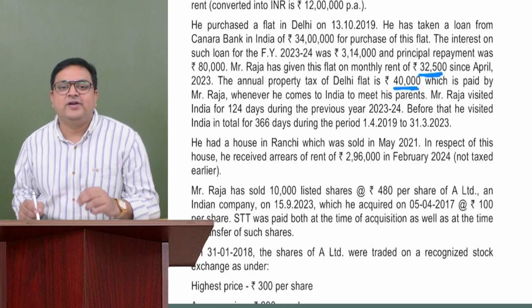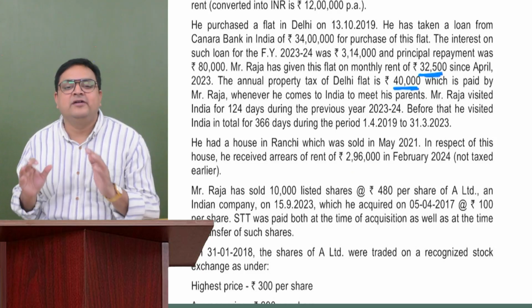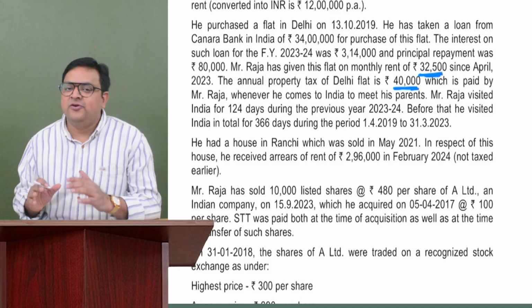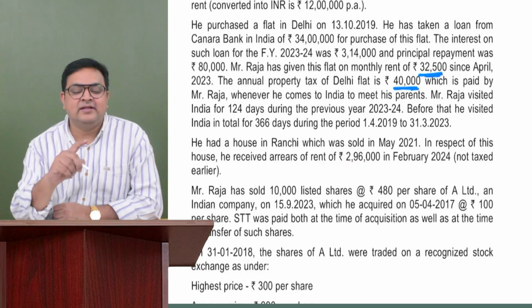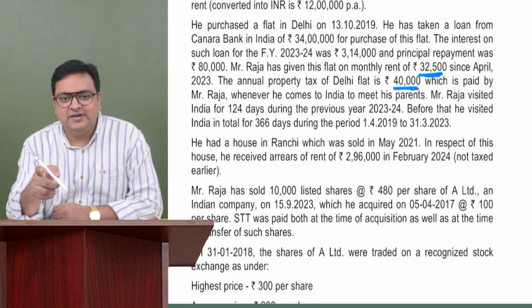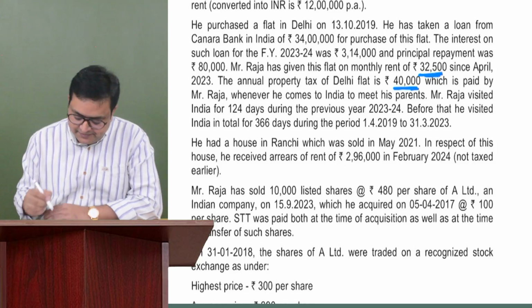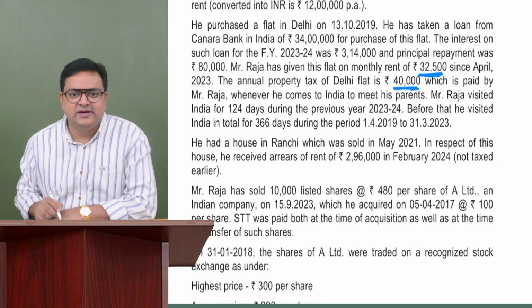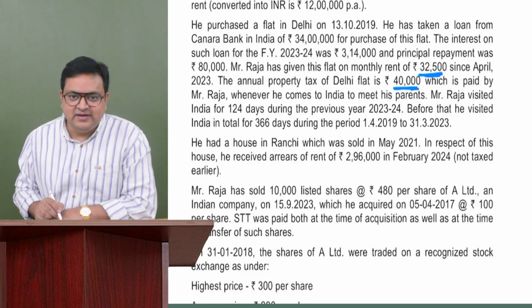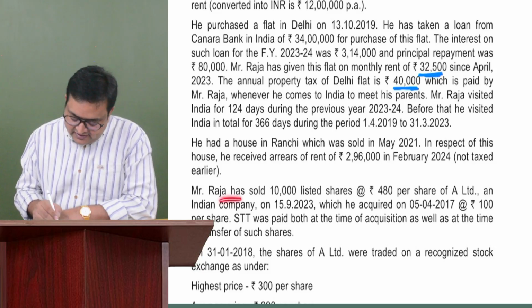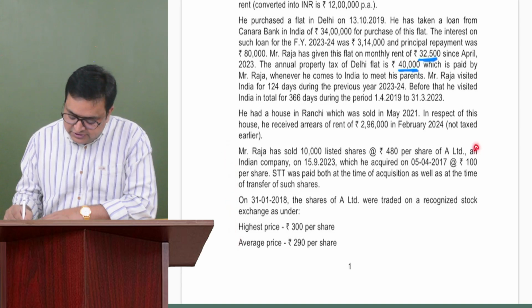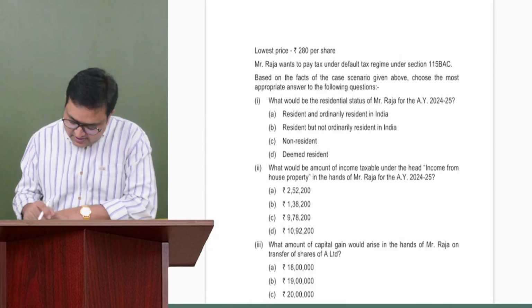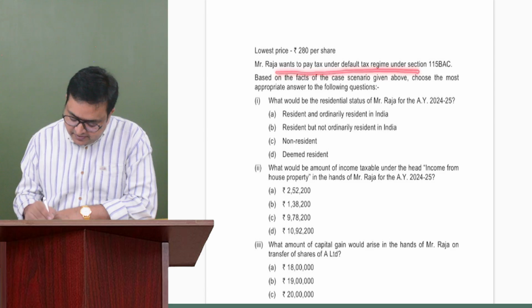taxable in the year of recovery, right? Or when the arrears of rent is received, irrespective of whether you own this property this year or not, it doesn't matter. So this income will become his house property income. But we understand that only 70% will become income, not the entire amount. 30% is the deduction available from this arrears of rent. Mr. Raja has sold 10,000 listed shares, and Mr. Raja wants to pay tax under the default regime based on the above facts.